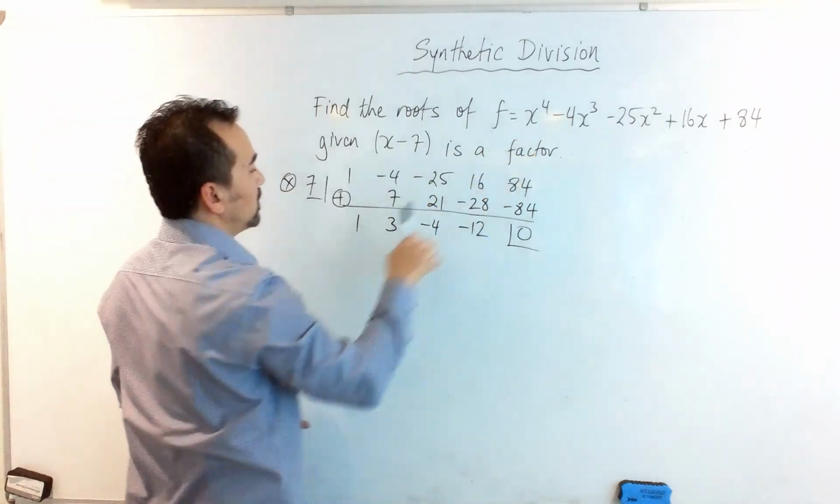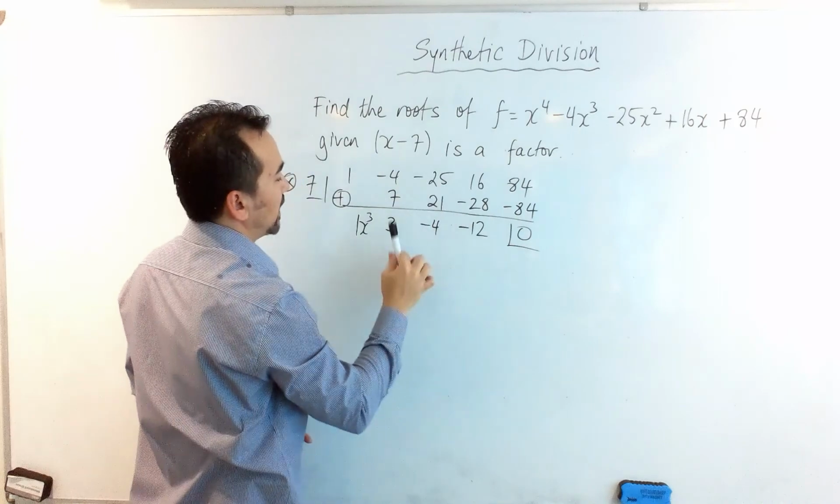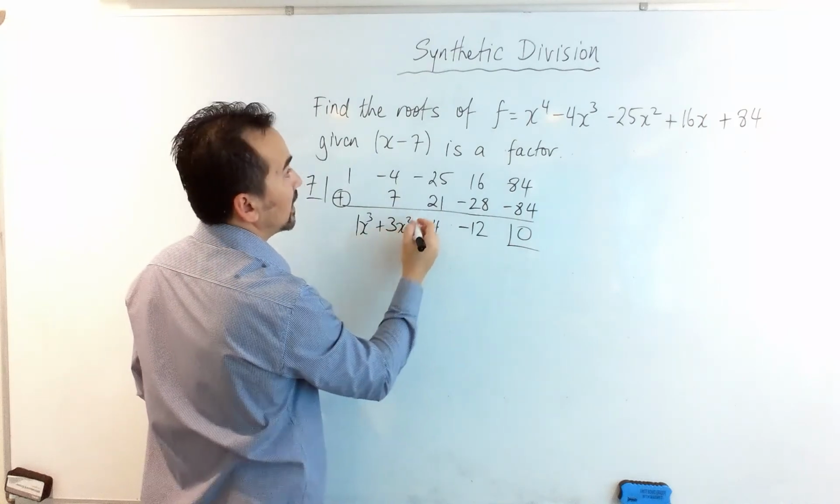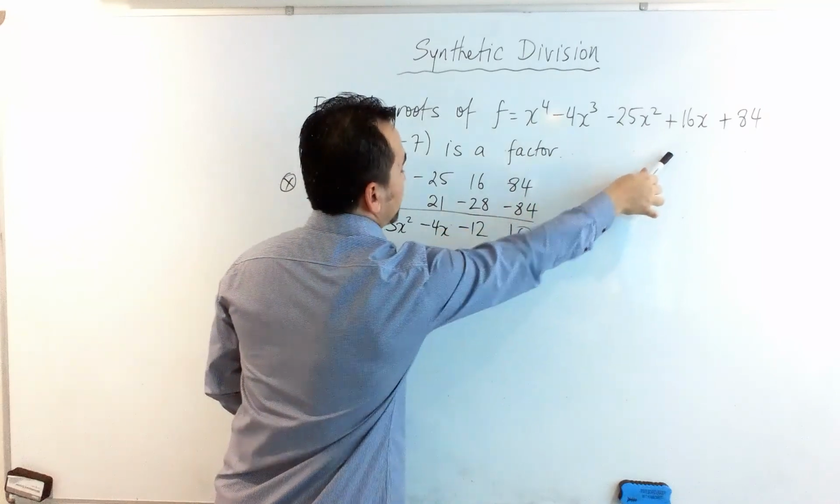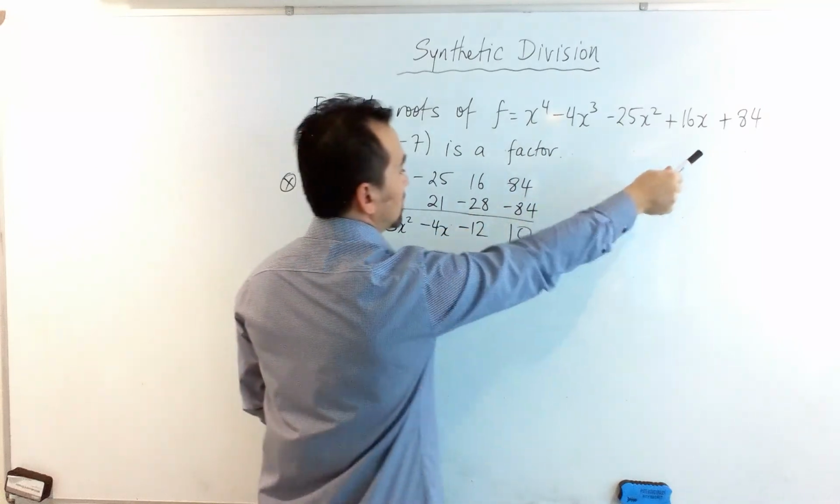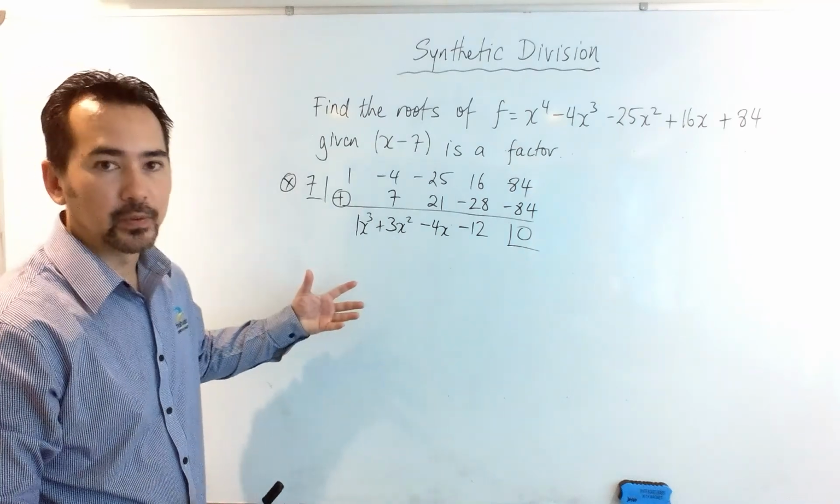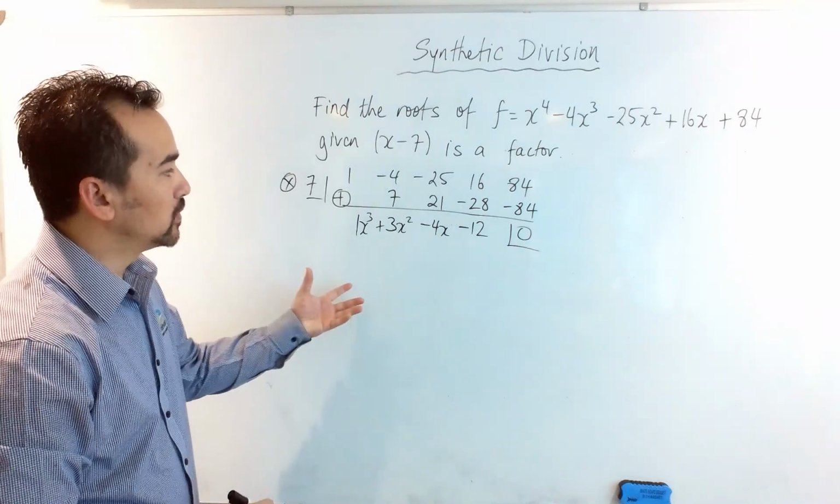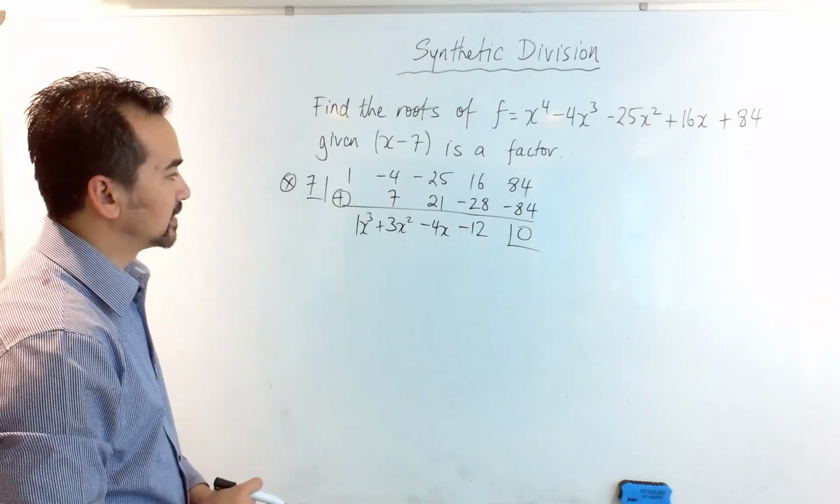X to the power 4 becomes x cubed, x cubes become x squareds, x squareds become x's, and our x's become constants, and our constant becomes our remainder, and we are now ready to find our next root to do synthetic division a second time.